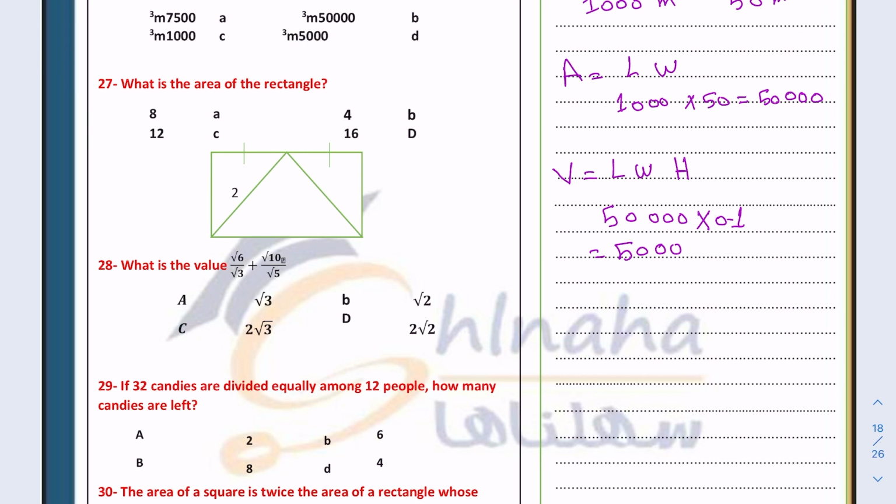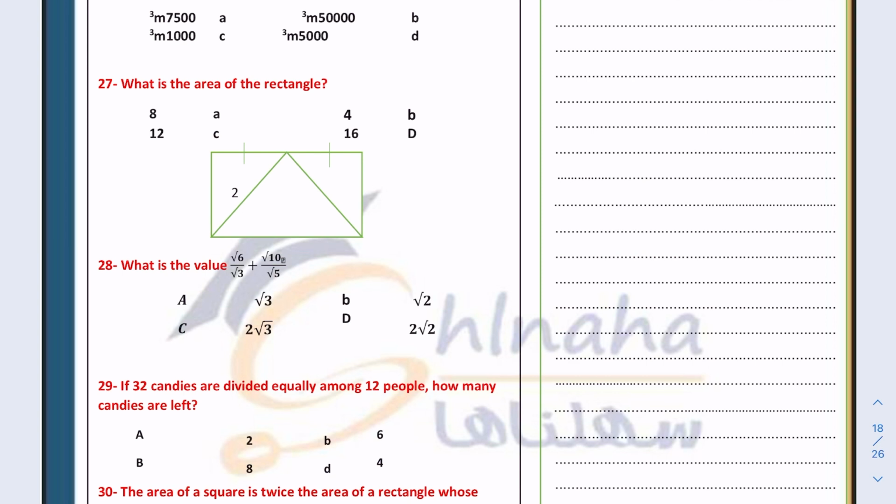Question number 27. What is the area of the rectangle? By the way, I do not have the length or the width. I know that the area of a rectangle equals length by width. We should try to find a way so we can find the length and width. I will use a special triangle here. If I have two sides that are equal, x and x, the third side will be x radical 2, and this will be a 45 triangle.